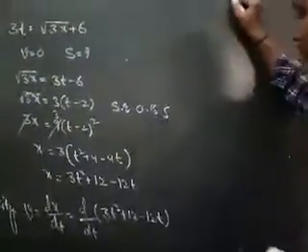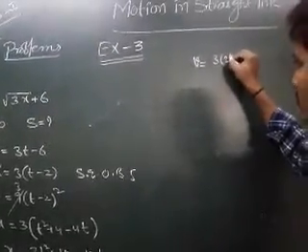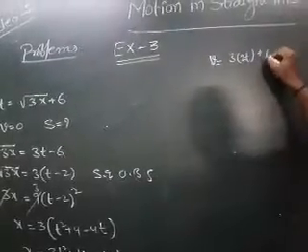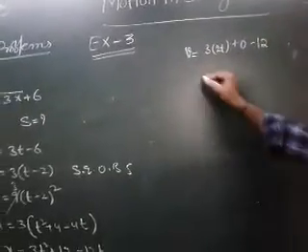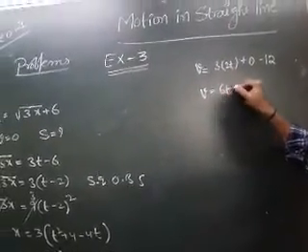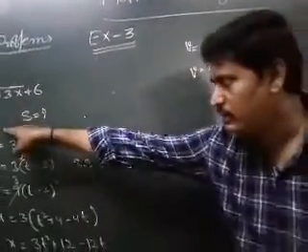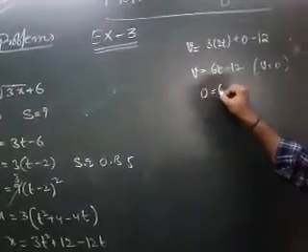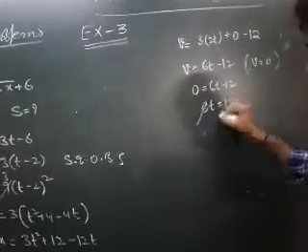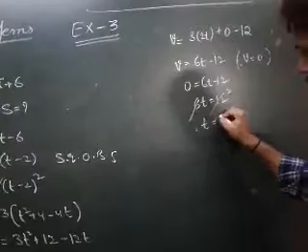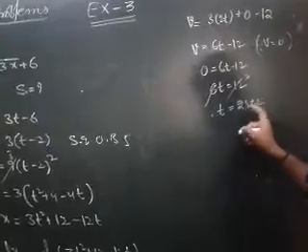Taking the derivative, dx by dt means velocity, that is equal to 3 into 2t plus the derivative of the next term, 0, minus 12, right? Then v is equal to 6t minus 12, but here the condition is velocity equal to 0. Substituting, 0 is equal to 6t minus 12, so 6t is equal to 12, t value is 2 seconds, and we find the displacement after 2 seconds.